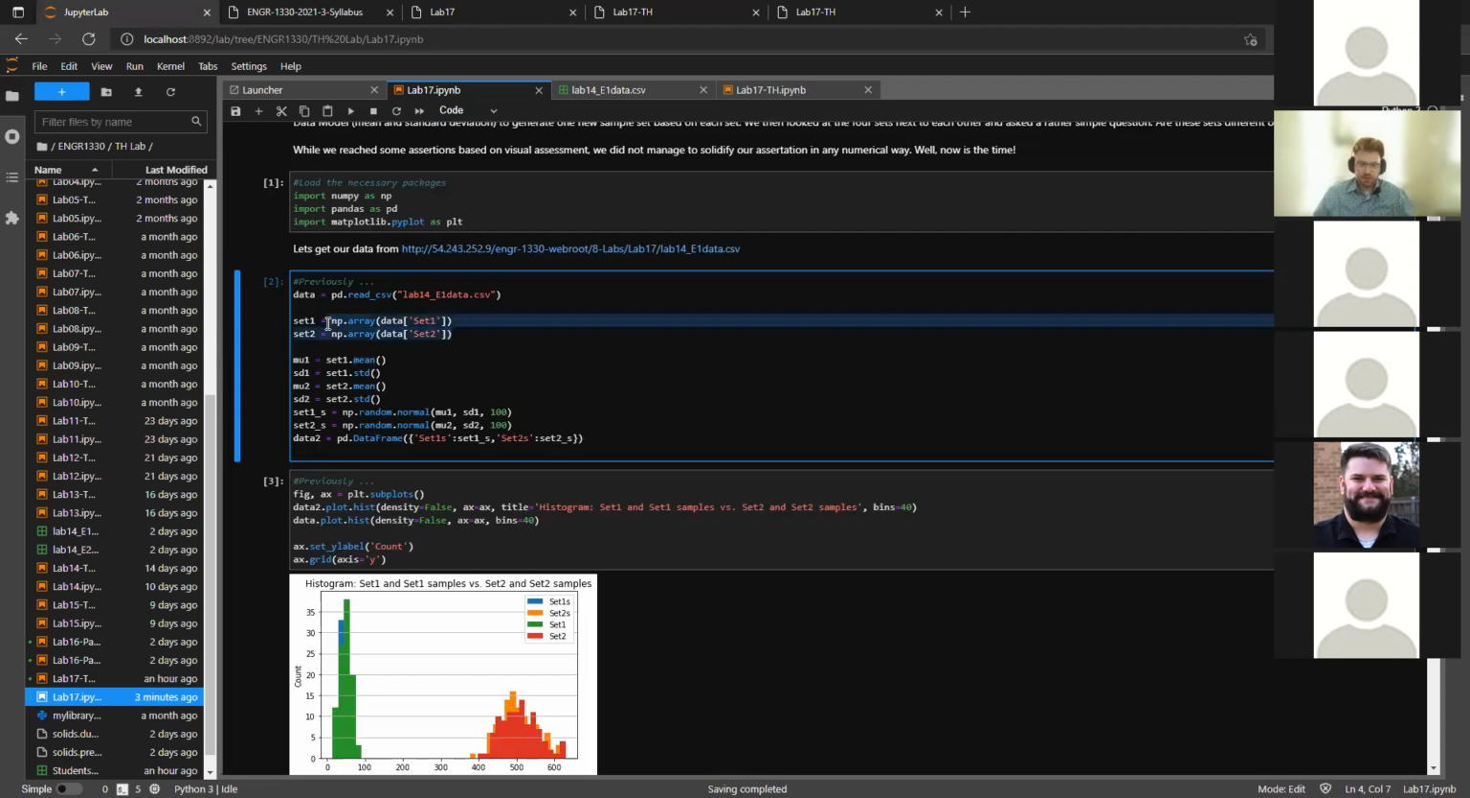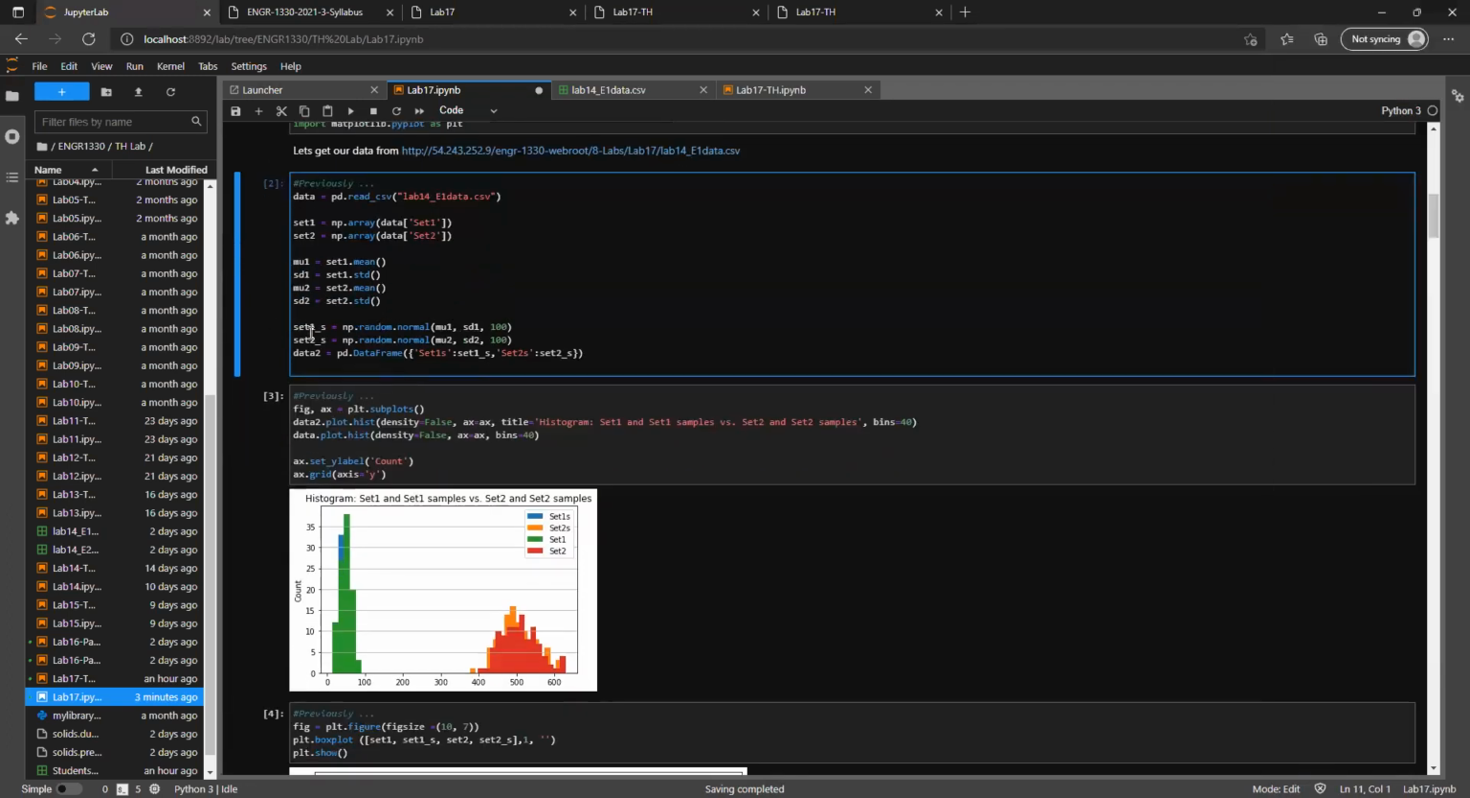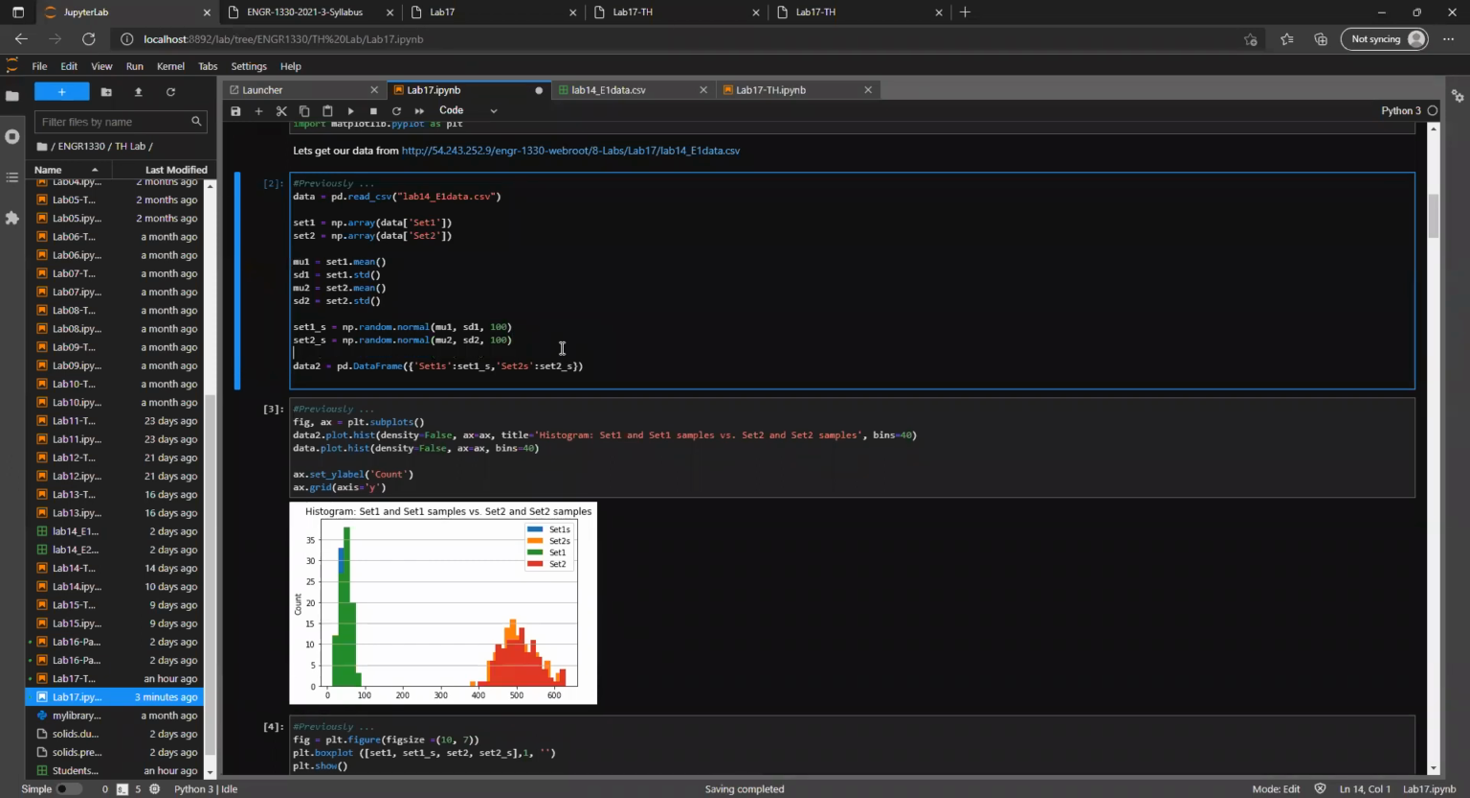So we're going to get the series. We're going to get the mean and standard deviations for both of them. And then what we're going to do is some random sampling. If you think back to, I don't remember, I think it was like lab17.